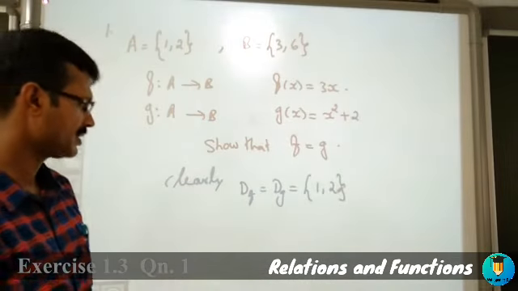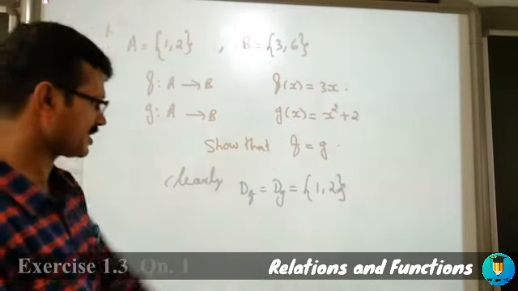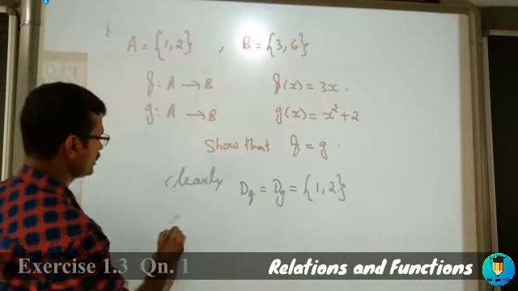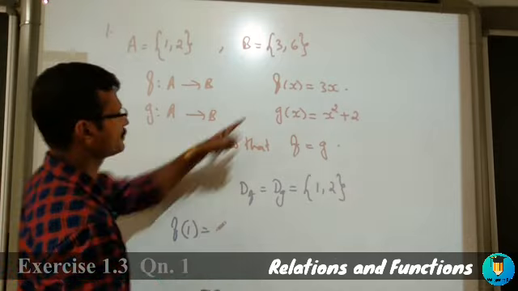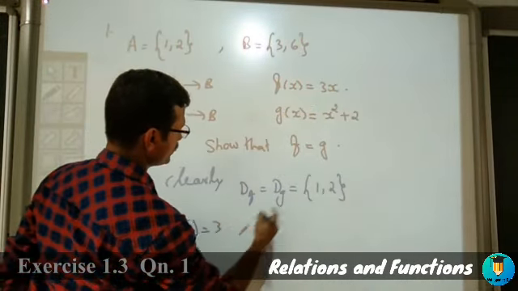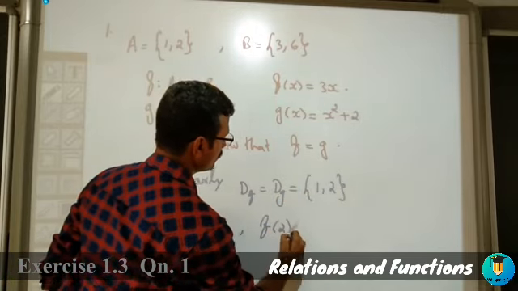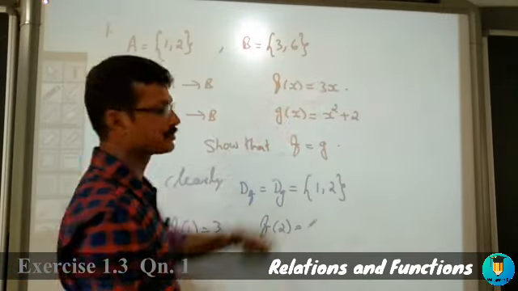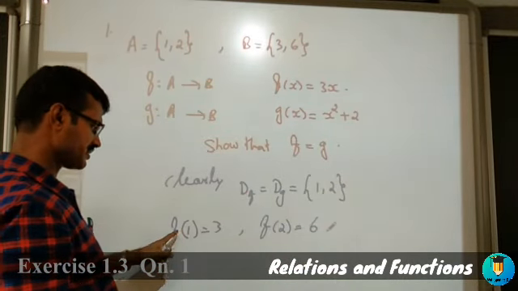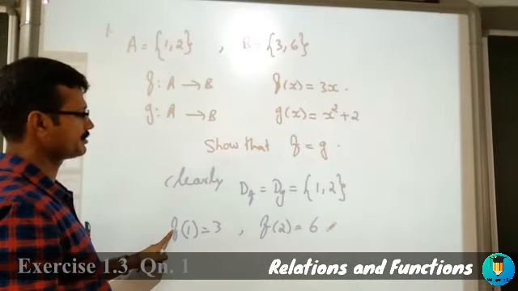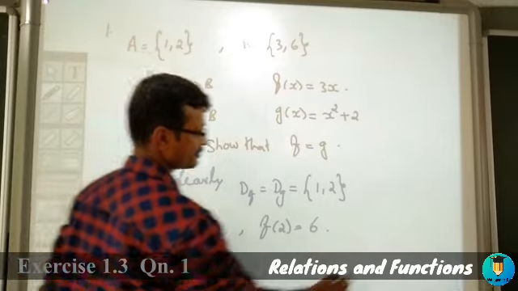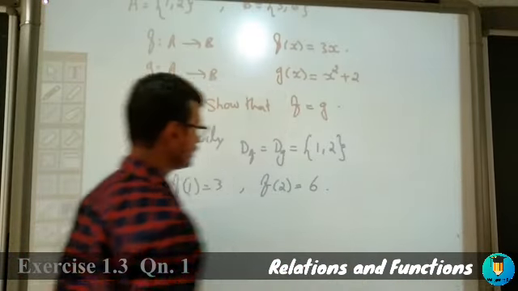Now second, we have to see the image corresponding to these elements. First I will see the image with respect to the function f. f(1) is equal to 3 into 1, that is 3. Then f(2) is 3 into 2, that is 6. So with respect to the first function, the images are 3 and 6.